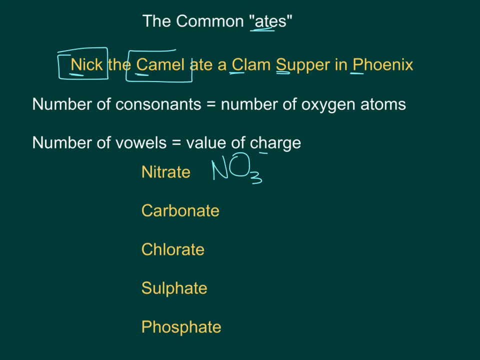Carbonate comes from our camel. How many consonants do we have? 1, 2, 3. So we have CO3, and there are 2 vowels. So the charge is 2-. Chlorate, clam, 3 consonants again. So ClO3 and 1 vowel, so ClO3 negative.